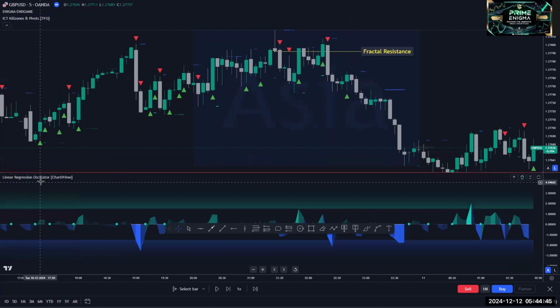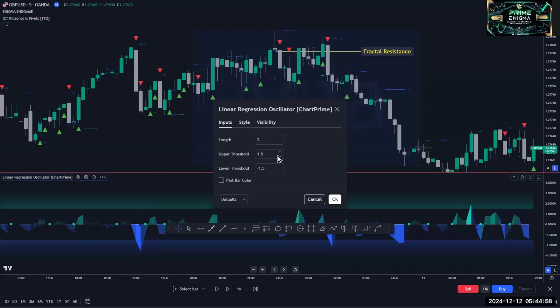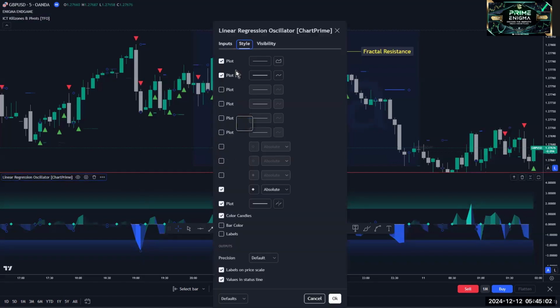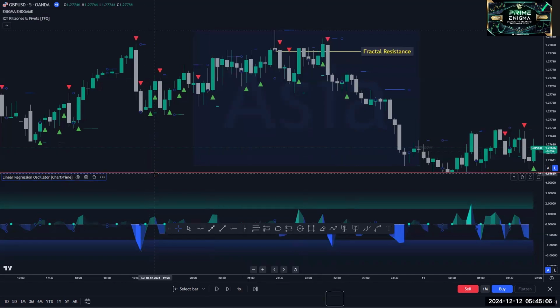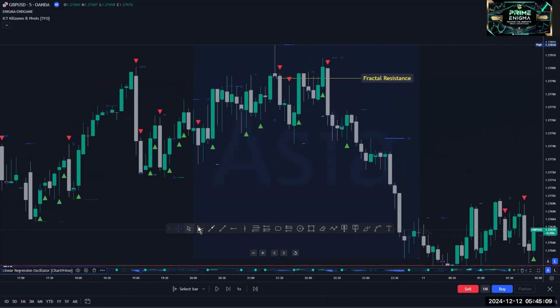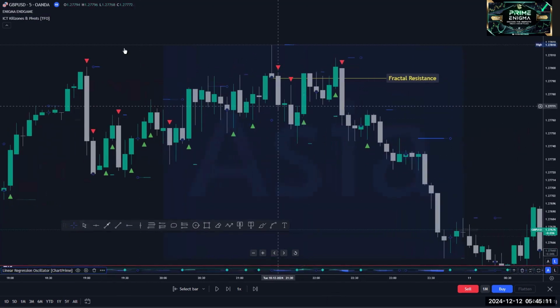So this indicator right here, linear regression oscillator by Chart Prime, it allows you with the strategy I'm going to present to you here to trail your stop loss effectively. So the settings here would be 3, 1.5, and then minus 1.5 style, like this, like this, like this. Okay, then obviously you're gonna bring this down because you would not need this, and all you need is basically this indicator. I'm going to hide it and you will see the difference on the chart.